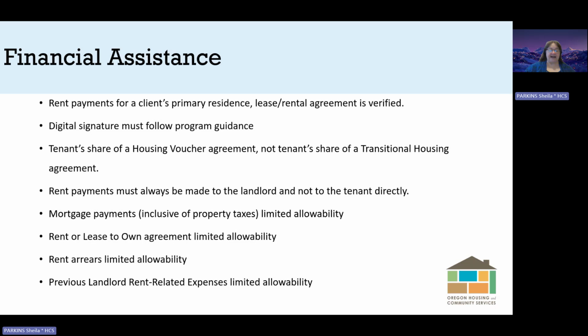Funds cannot be used as a barrier buster, as this is the equivalent to paying consumer debt, which is unallowable. Only when a prospective landlord requires such payment to the previous landlord in writing is this allowable.